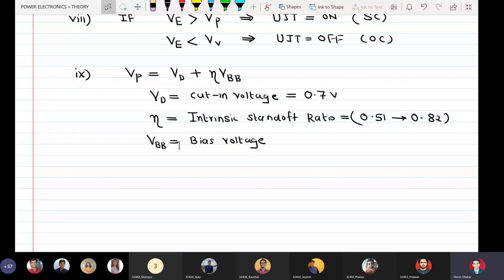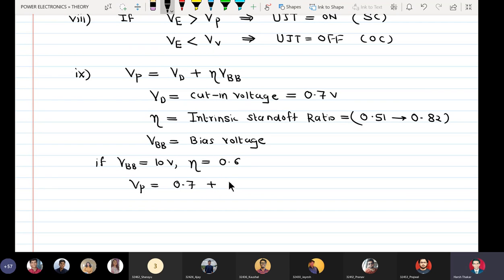Suppose we have intrinsic standoff ratio as 0.6 and the bias voltage is 10, then what will be the value of peak voltage? It will be 0.7 plus 0.6 into 10. So for example, if the bias voltage is equal to 10 volts and the data sheet says that the intrinsic standoff ratio is 0.6, then we will have Vp equal to 0.7 plus 0.6 into VBB, which comes out to be 6.7 volts. This is a rough example of how we will calculate.